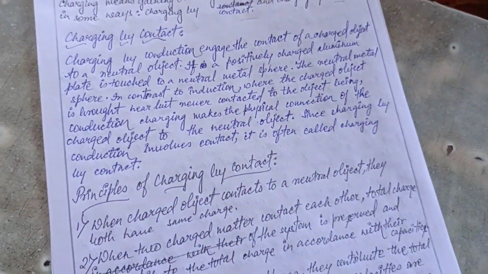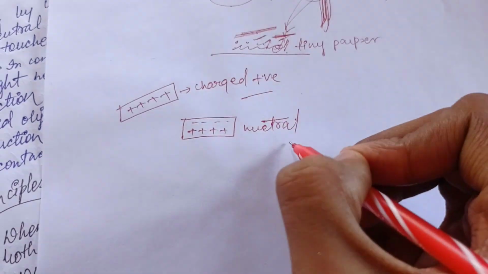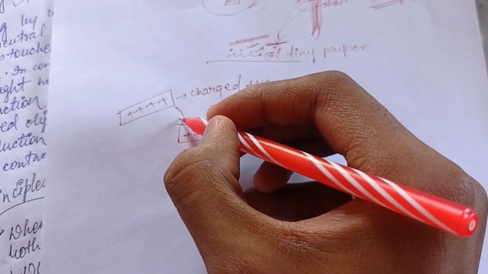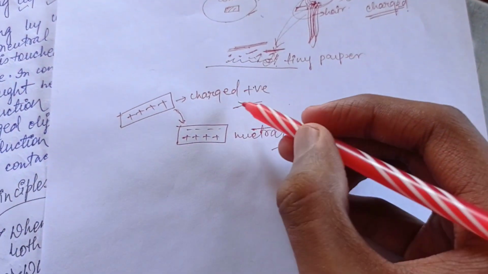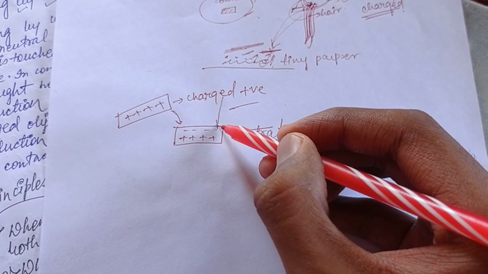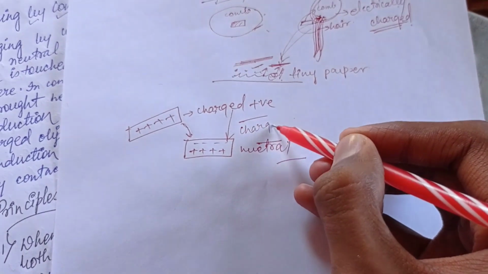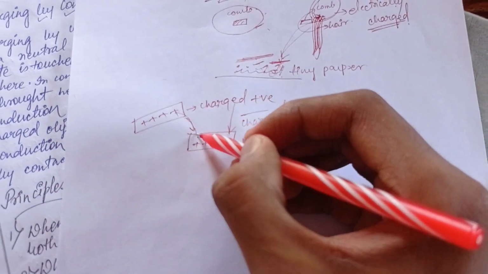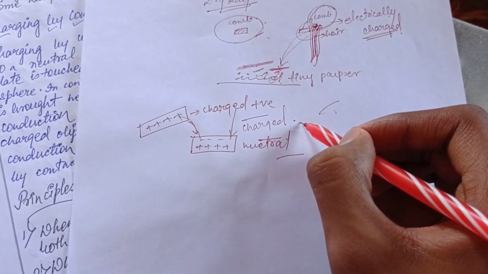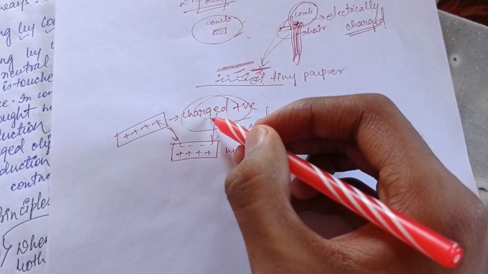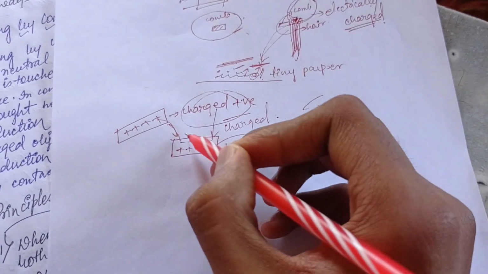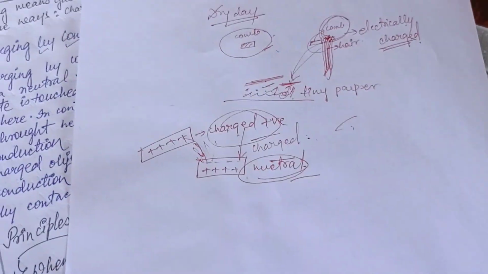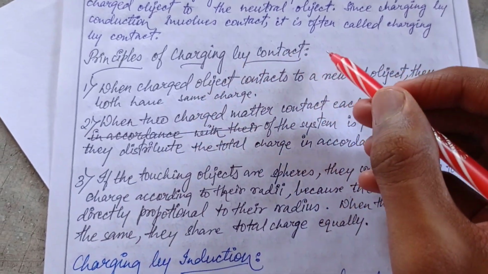Here we took two bodies, one charged and one neutral, and when we bring them in contact, we'll see that this charged body will make this neutral body charged too. Charging a body by bringing it in contact is called charging by contact. The charged body comes near the neutral body, they touch, and they get charged. Okay. Principles of charging by contact.